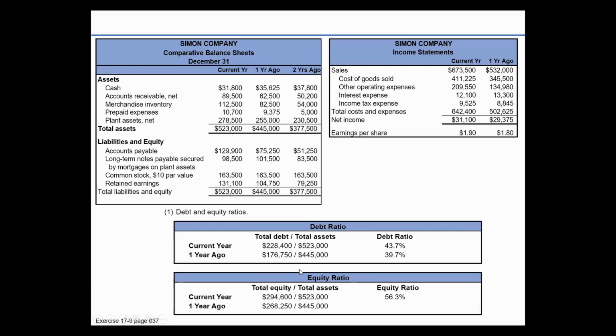So we take again our total equity, which is our common stock, 163,500, and then our retained earnings 104,750. Add those up, comes out to 268,250 divided by our total assets for a year ago, which is 445,000. It's going to come out with 60.3%. So we see that we're taking on more debt than we had a year ago, and our equity has decreased from where it was a year ago.